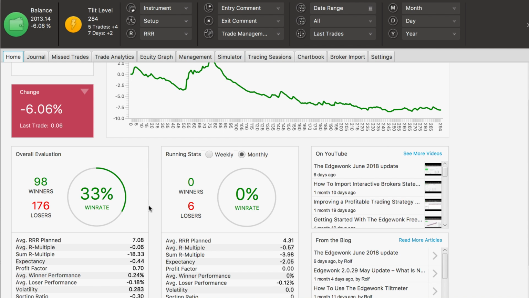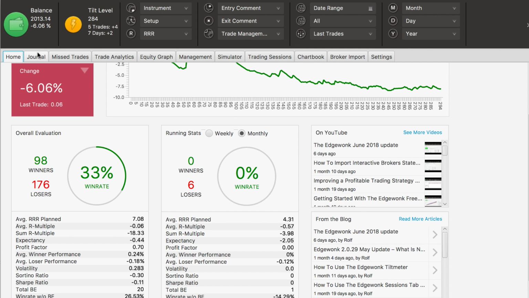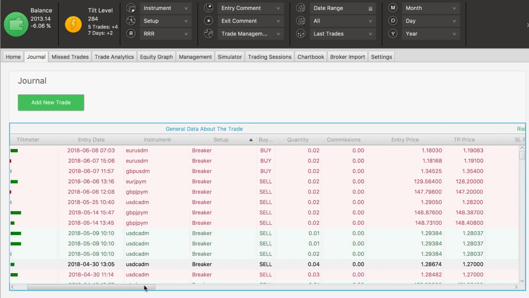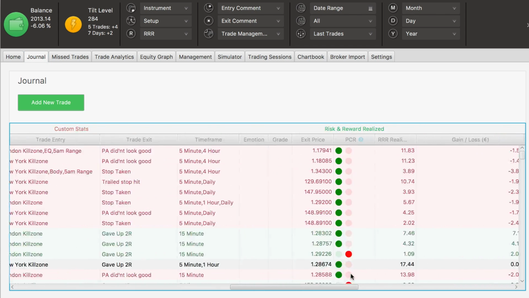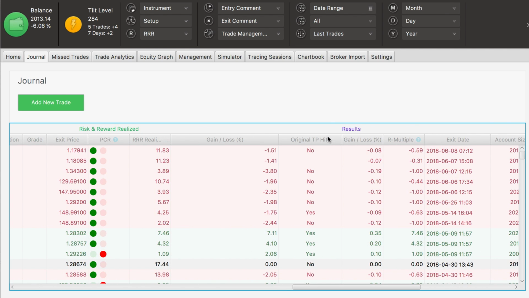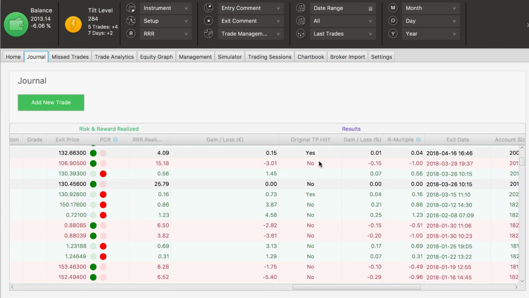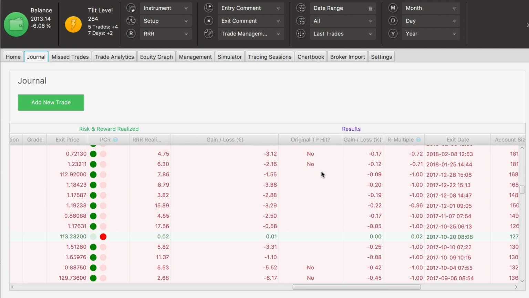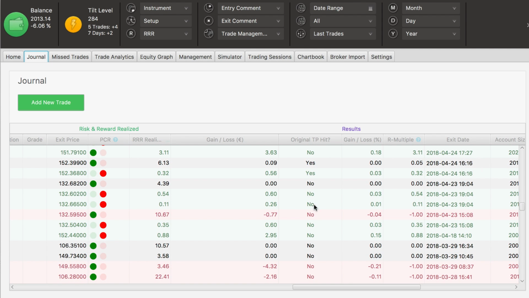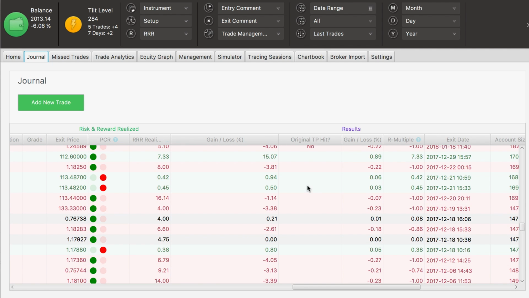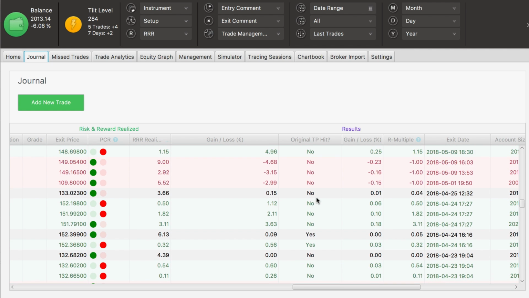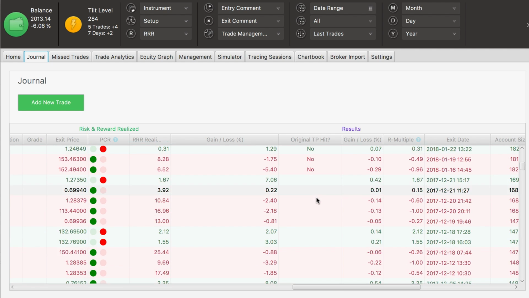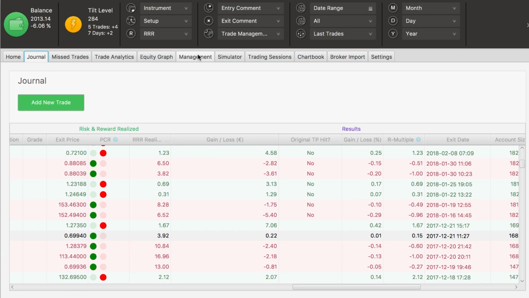So to find out where the problem is with the reward to risk ratio, let's start in the journal tab. And I want to see here on the right hand side, did he use the functionality for the original take profit hit? So in Edgewonk you can track for each trade, did the price hit your original take profit order, or did it fail to reach the take profit order? You can see here he filled it out quite a few times, very interestingly, but not very consistently. So that's one thing that I would recommend for the trader to focus on more. You can see there are quite a few trades where the original take profit has been filled out for the trade, but not always.